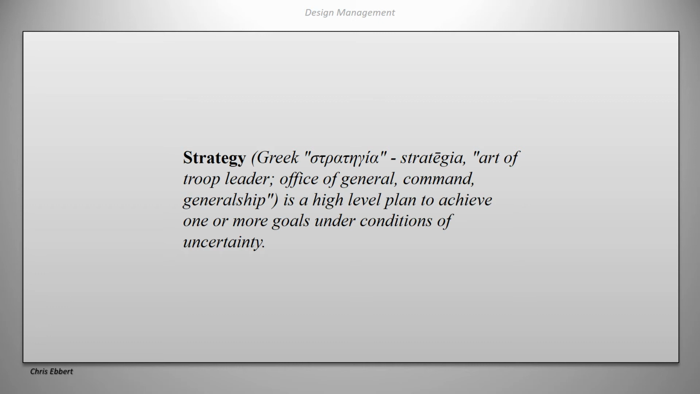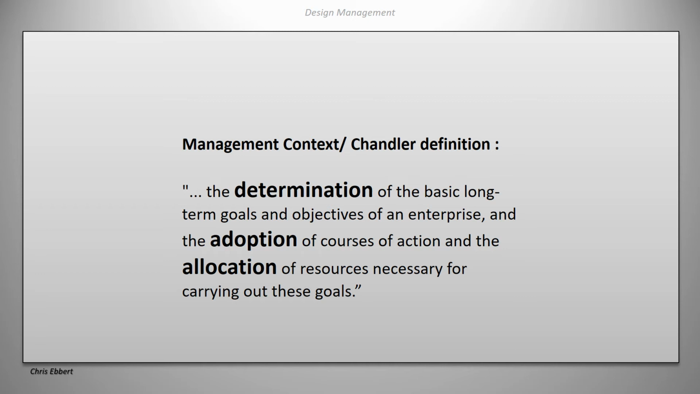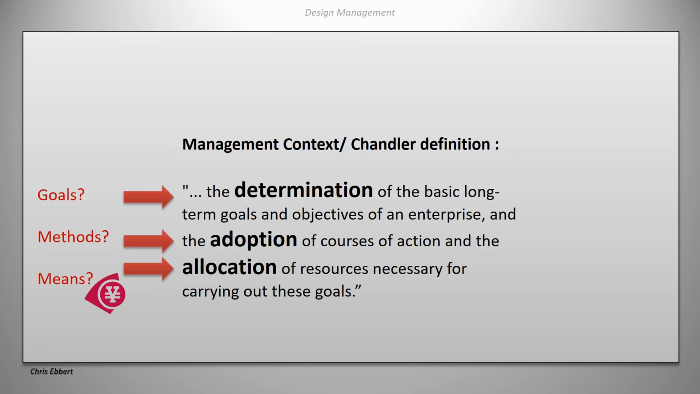So the Chandler definition in a management context is the determination of the basic long-term goals and objectives of an enterprise and the adoption of courses of action and the allocation of resources necessary for carrying out these goals. So we're saying a manager sets goals, has methods, and finds means, meaning money, and tools, and people, and processes.